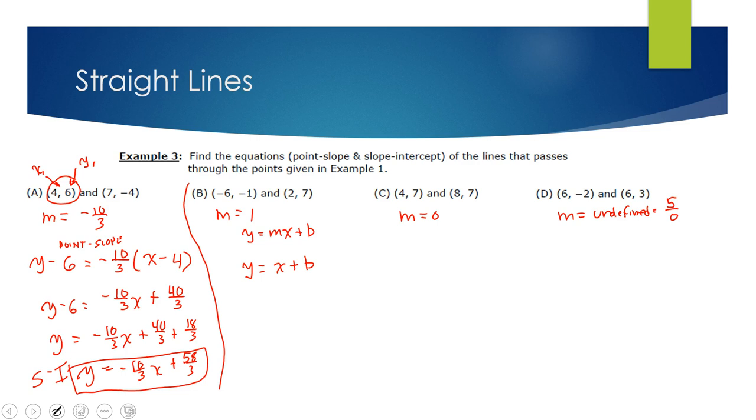What I'm going to do is I'm still going to pick one point, and I'll pick the first one. That's what I'm going to do for all of them. When I pick the first one, I'm just going to substitute it in for what they are. This is an x-coordinate. This is a y-coordinate. So -1 is what y equals when x equals -6. So to solve this, I have to add 6 to both sides, and I get that b is 5. So my equation in slope-intercept form is y equals x plus 5.